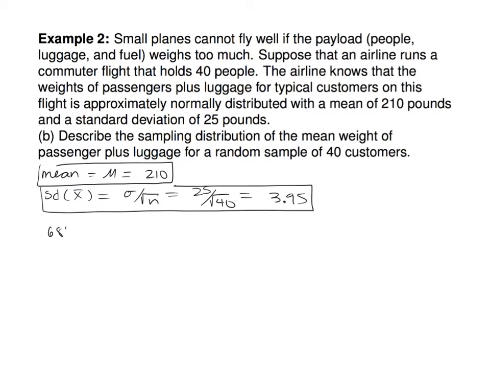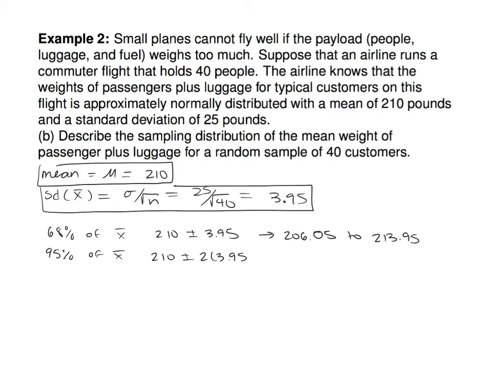And notice that 68% of our means will fall within 210 plus or minus 3.95, which is 206.05 to 213.95. 95% of the time, our X bar will fall within 210 plus or minus 2 standard deviations, which is 202.1 to 217.9.